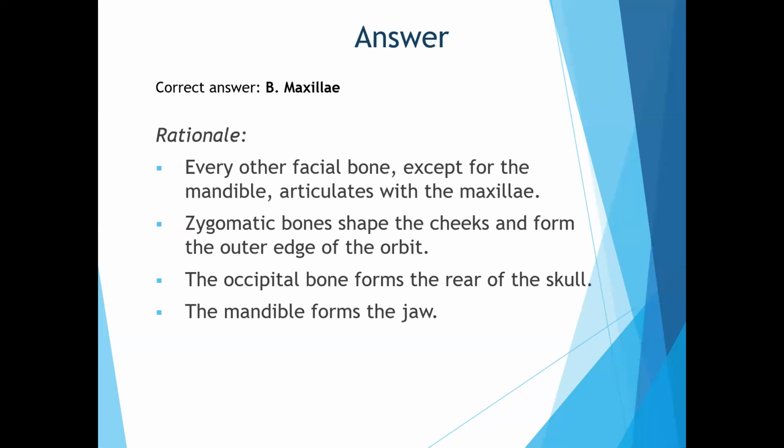Remember, all the facial bones besides your mandible, or jaw, articulate with the maxillae. It's the glue that holds everything together. It's the most important puzzle piece. Our zygomatic bones are our cheeks. The zygomatic arch is the shape of our cheek, and it also forms the outer edge of the orbit. The occipital bone is in the back of the skull, and the mandible is the jaw itself. That's the only bone that does not articulate with the maxillae.